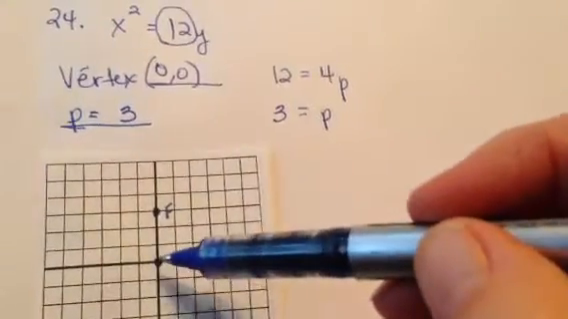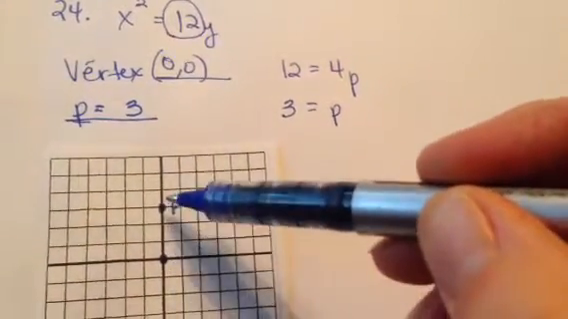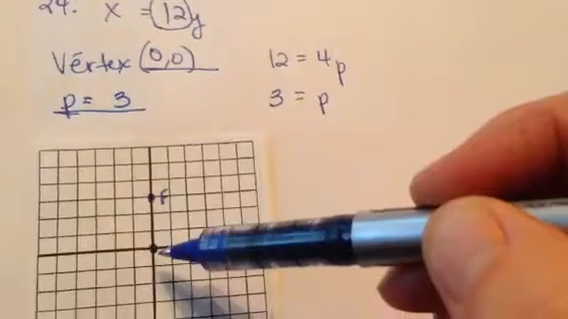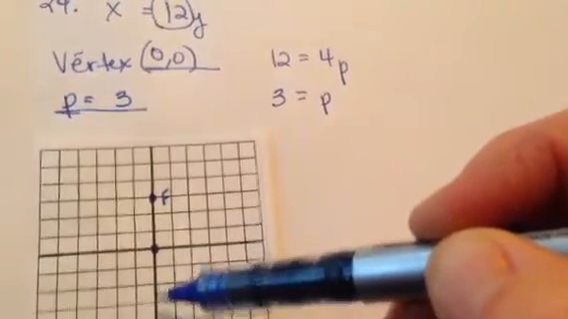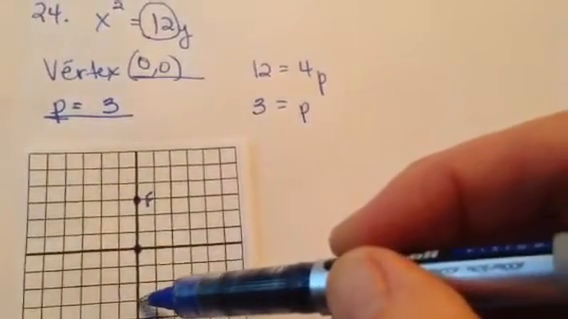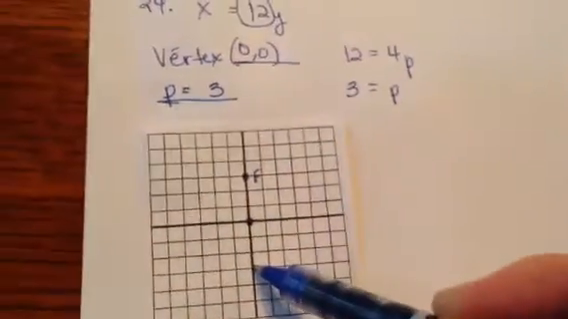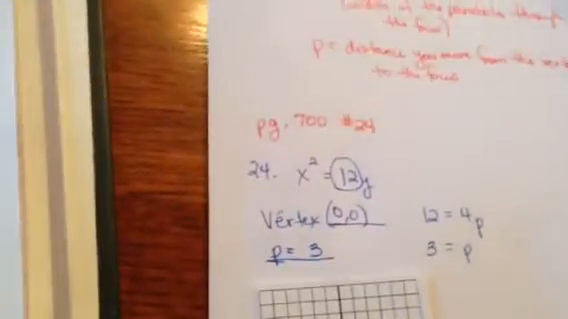Okay, now to find the directrix, we're going to go the same length down to find the directrix. So p tells me how far to move up to find the focus, and notice I moved up 3. I'm going to go down 3 to find the directrix. So I'm going to go 1, 2, 3. Now the directrix is not a point, it is a line. Okay, so I'm going to go like this.